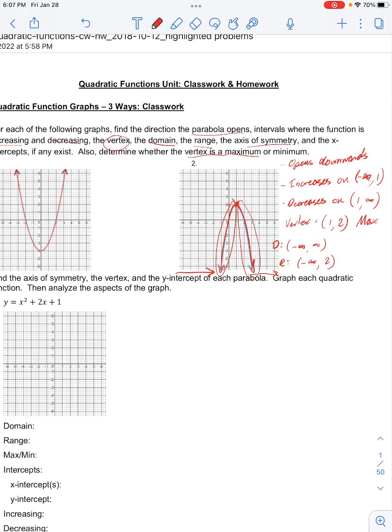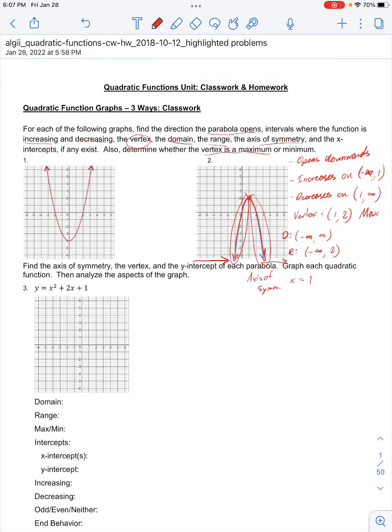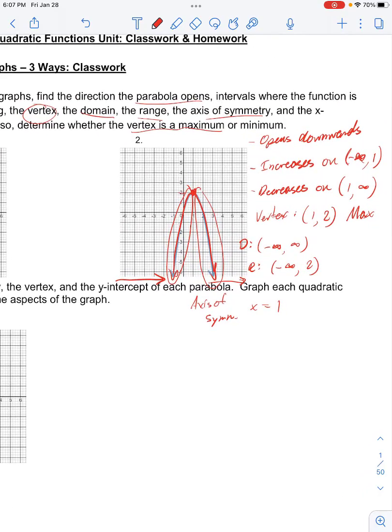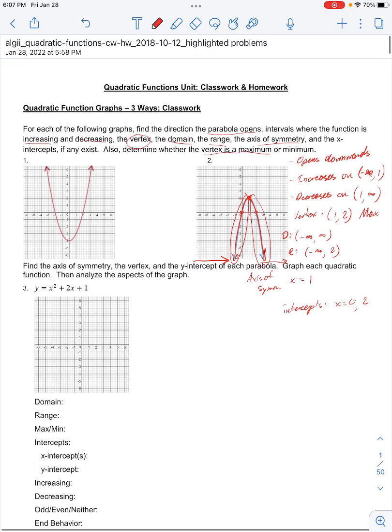And the axis of symmetry occurs at the vertex, so that's at x equals 1. Let's put axis of sym. And the x-intercepts, we have 2 of them that cross the x-axis, so that's at x equals 0 and x equals 2. So intercepts at x equals 0 and 2. And these are all the details we can tell from this graph.